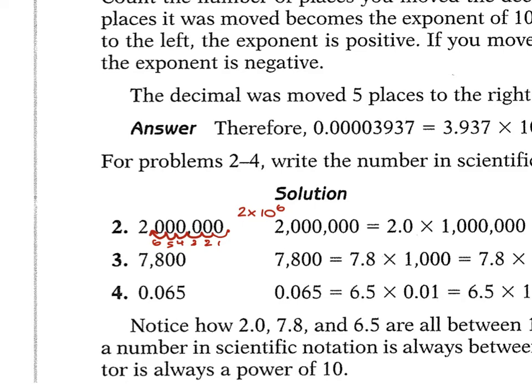For 3, we have 7,800. So we're going to move that decimal point 1, 2, 3 places. So it's going to be 7.8 times 10 to the positive 3, since we started with a larger number. For 4, we have 0.065. We're going to move this decimal point 2 places to get 6.5 times 10 to the power of, we started with a decimal, so this exponent is going to be negative 2.